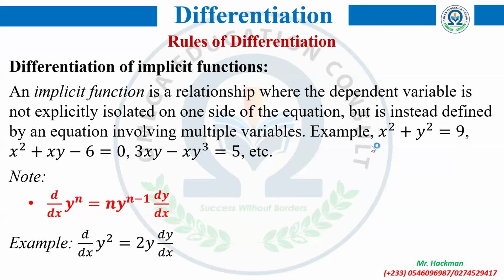You can see that in this relation, y is not made the subject, so this relation is an implicit relation or function. Same with the second one and the third one: y is not made the subject in each of them. Y is not standing alone, with its power being 1 and its coefficient being 1. Is my point well made?